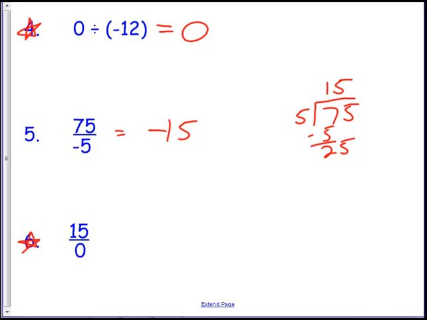6 is similar to 4, but notice in this case we're not starting with 0. We're starting with 15. 15 divided by 0. Cannot have 0 on the bottom of a fraction. Cannot divide by 0. The answer anytime we're dividing by 0, remember, is undefined. And please check your spelling using your notes.